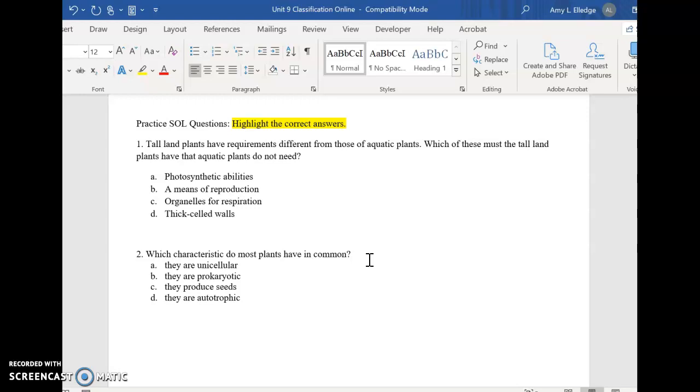supporting your body. Number 2, which characteristic do most plants have in common? Plants are not unicellular, they're multicellular. They're not prokaryotic because only bacteria are. Many of them do produce seeds, but not all of them. Some of them do spores, but they are all definitely autotrophic, where they're making their own food automatically through photosynthesis. So that should be D. All right, that was a short one. And the last one. Yay!